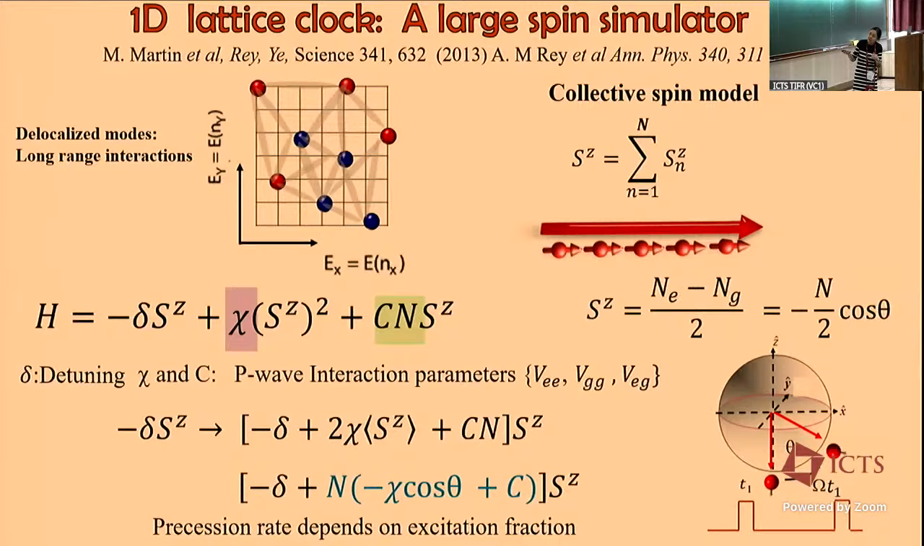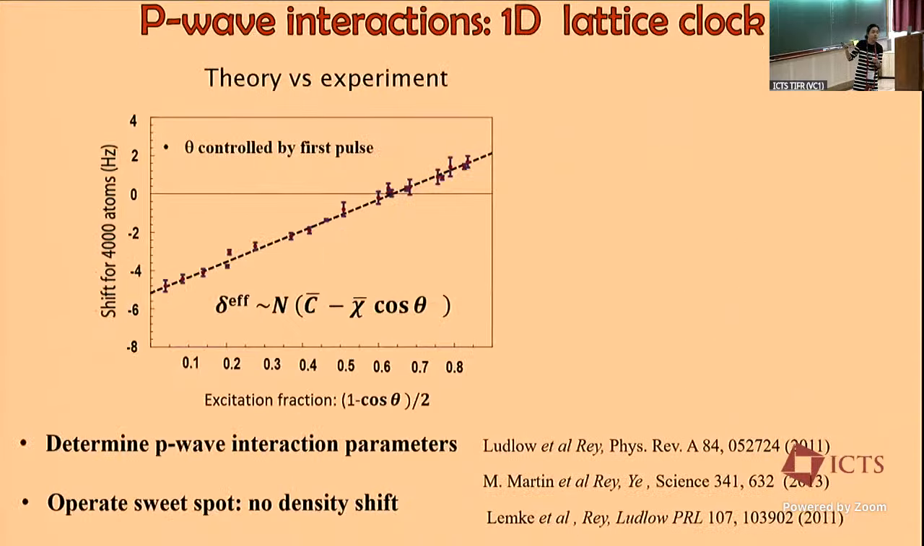Basically, we have a very simple model where the ticking of the clock is going to be modified by the collisions depending on the excitation fraction that we set at the beginning with the pulse. That was the prediction, and in fact, that's what the experiment saw. The difference in the ticking rate of the clock depends on the excitation fraction in a very simple way. So with that very simple theory, we were able to operate the clock at an excitation fraction where there is no change in the collision rate.